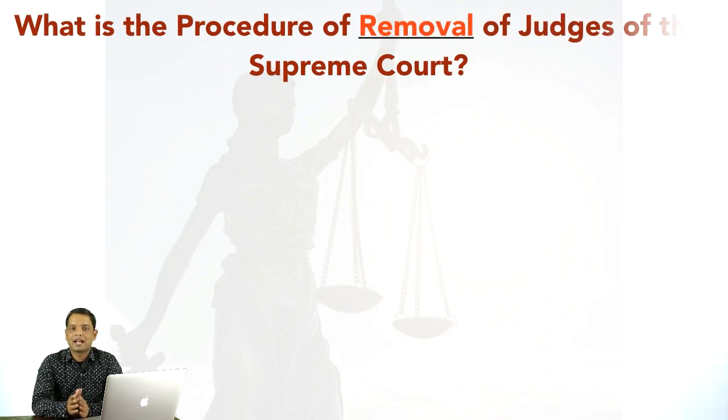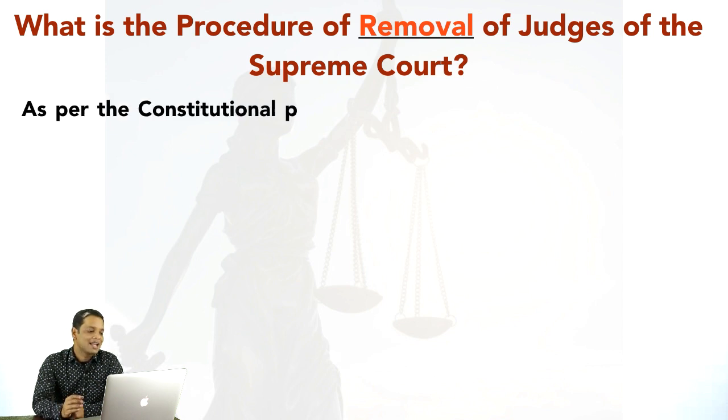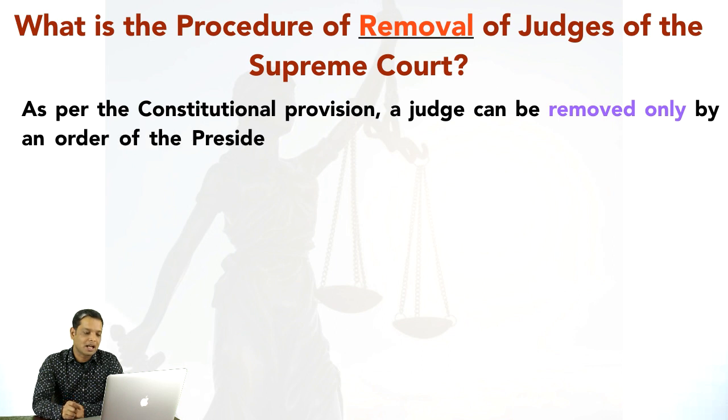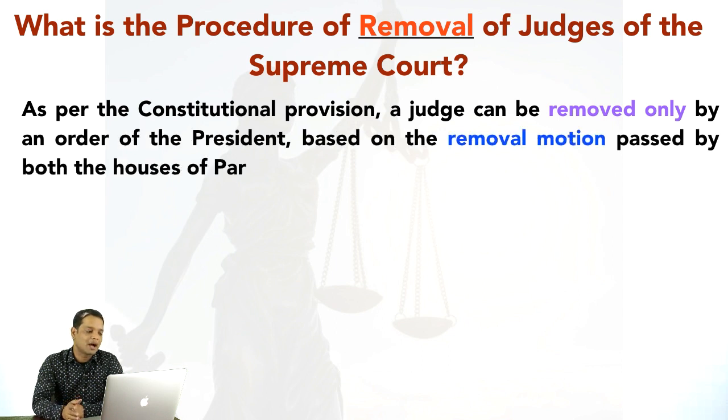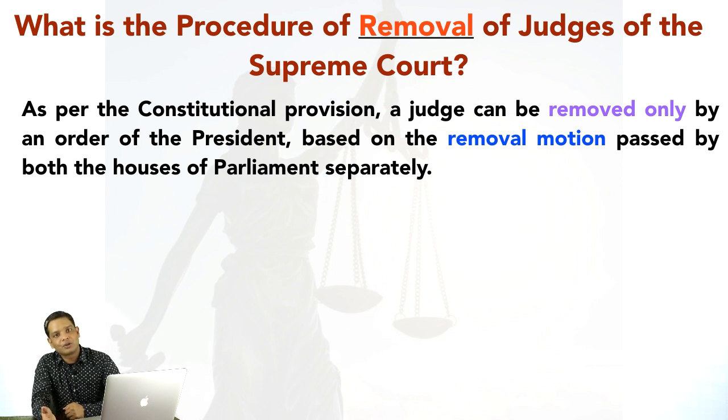The first question that we have today is, what is the procedure of removal of judges of the Supreme Court? As per the constitutional provision, a judge can be removed only by an order of the President based on the removal motion passed by both the houses of Parliament separately. As we have discussed in my previous video, the motion has to be passed separately in both the houses and then based on that the President will decide.